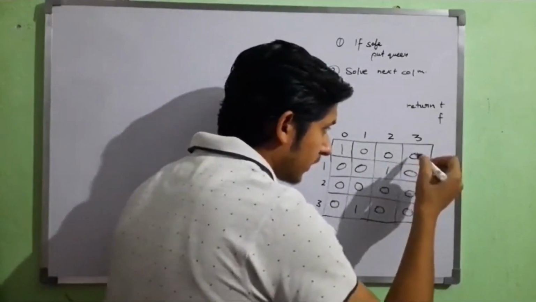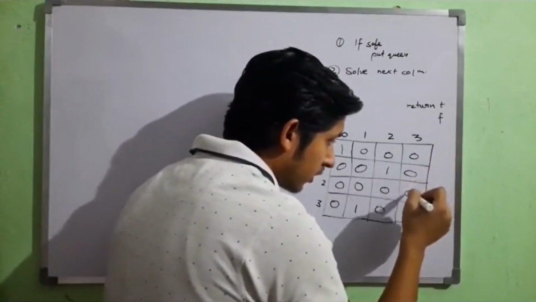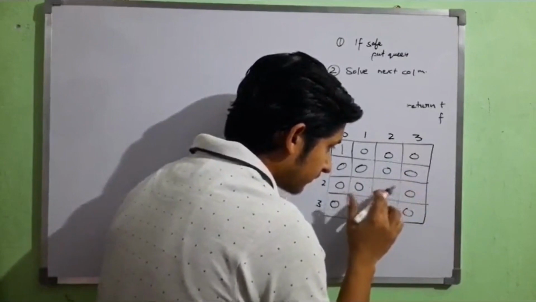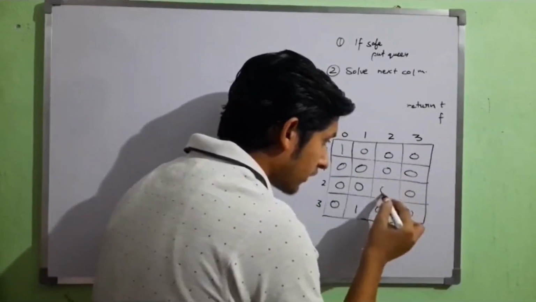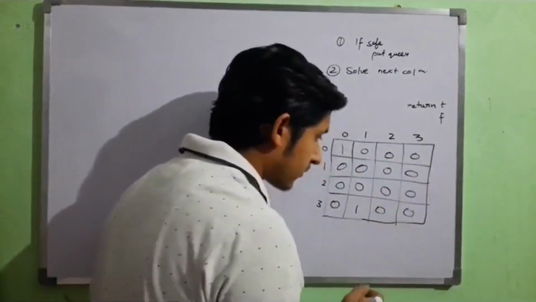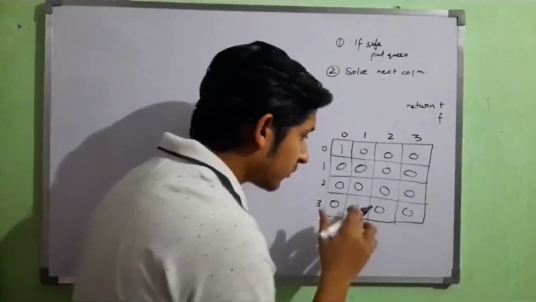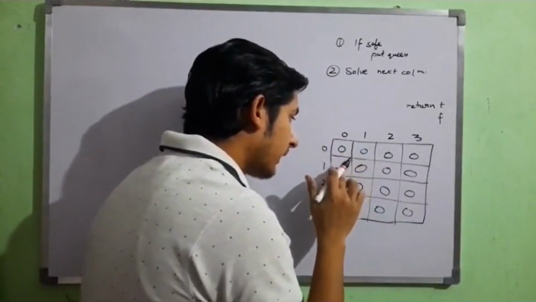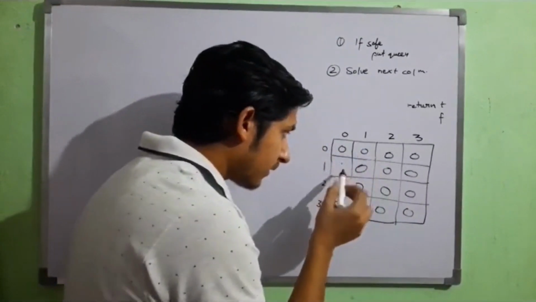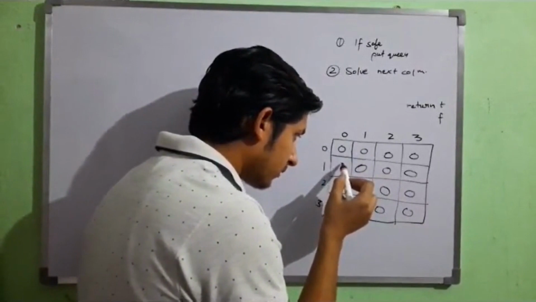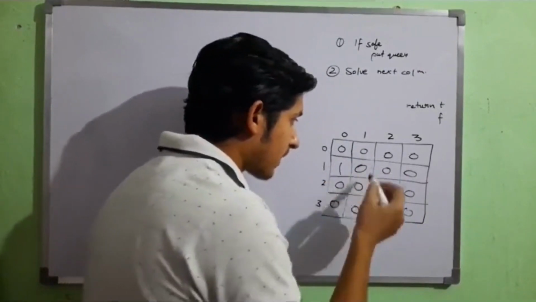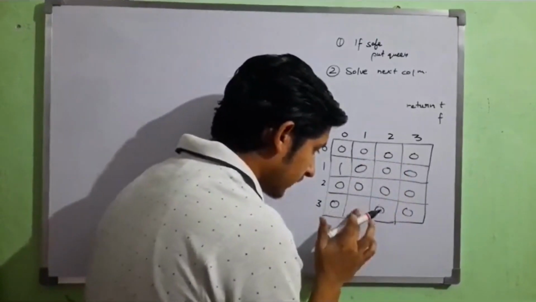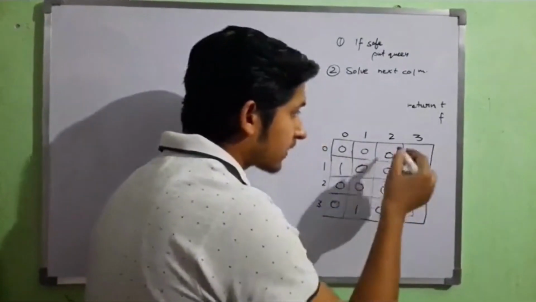Next column. Is this safe? No. Is this safe? Yes, it is. It's not safe. It's not safe. I can't move this ahead. So move this ahead. So is this safe? Yes, it is. Place queen. Is this safe? No. Safe? No. Safe. Next column.